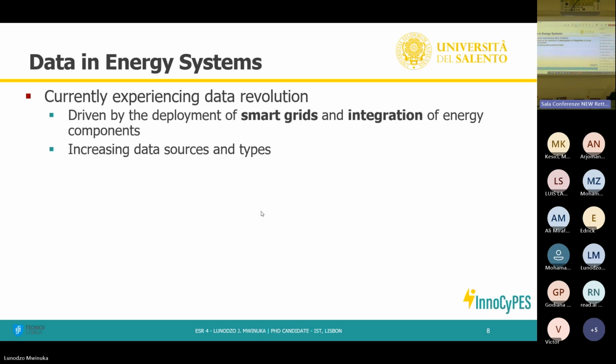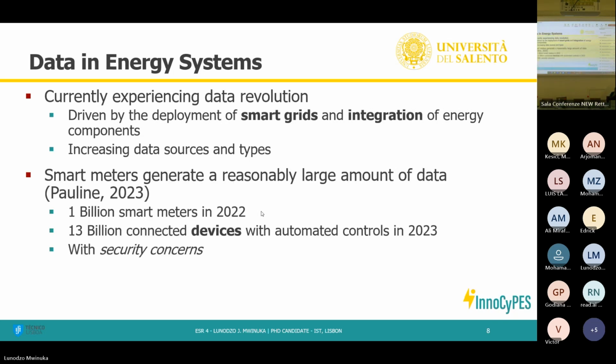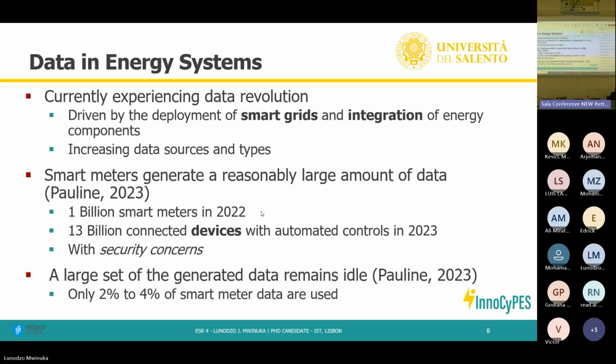Probably we would not have been discussing this, but data is coming in different types, in different shapes. For instance, the use of smart meters is already generating a large amount of data, and there are several concerns around this. Smart meter data also has an element of personal identifying data. So there is an aspect of security, and also the size of data itself is already a lot.